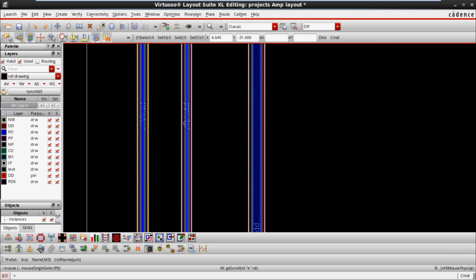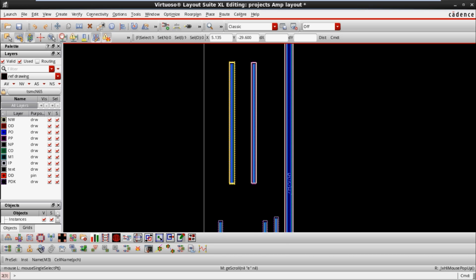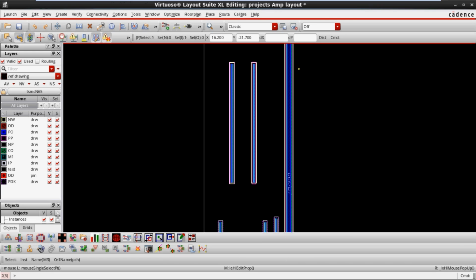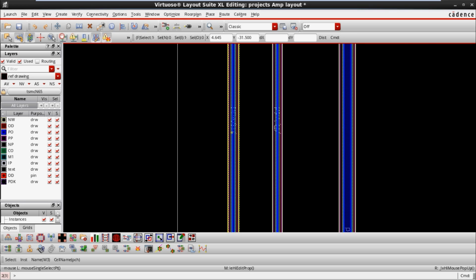So what I am going to do is click and open the properties. In this property it is showing 9.2. So I am going to divide this by 2 devices, which comes under 9.6. Further, if you want, I can divide by 4. So I make this a 4 fingered device, and this a 4 fingered device.